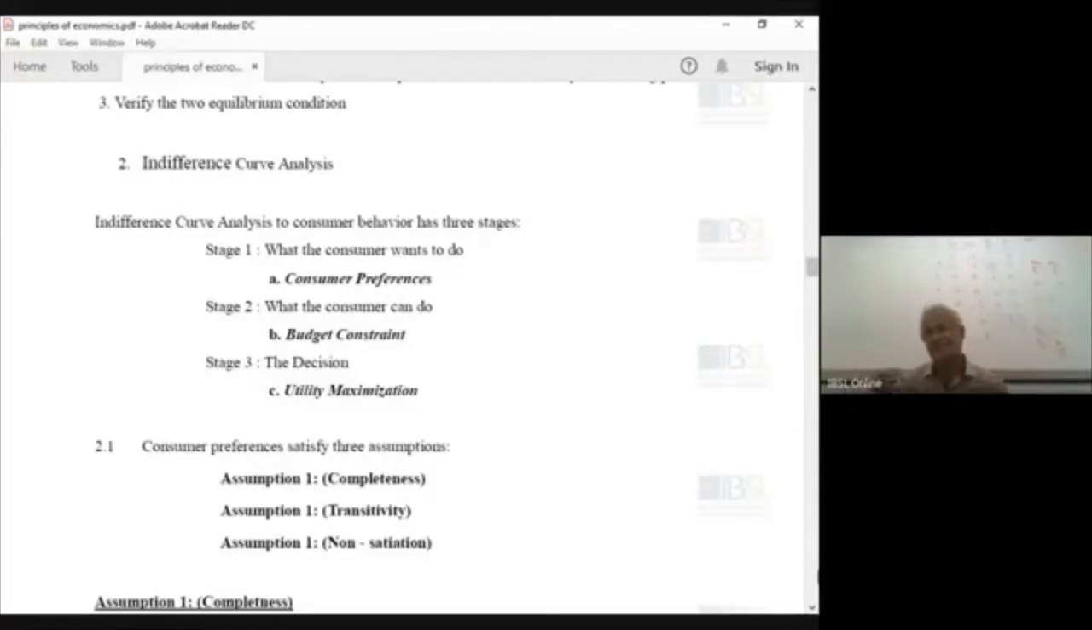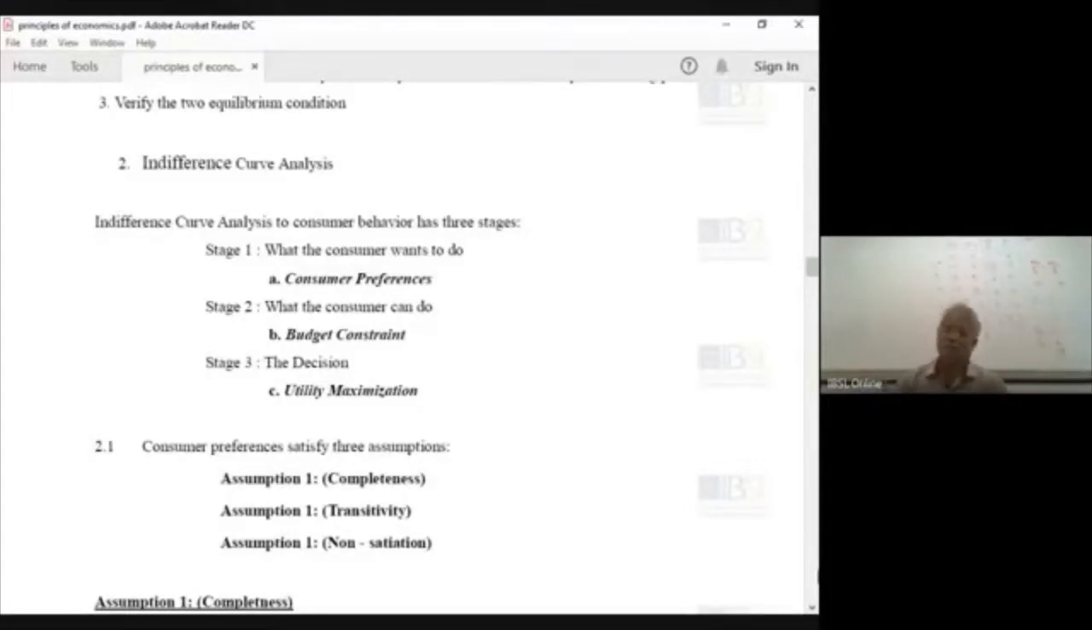This assumes the consumer cannot assign numbers to his level of satisfaction. But he can rank different bundles. I prefer oranges to apples, apples to bananas, like that. He can rank different bundles according to his preference, utility, taste. That is the assumption. Utility is not measurable; it is an ordinal measure of utility. In the first approach, utility can be measured. Cardinal approach, you can assign numbers.